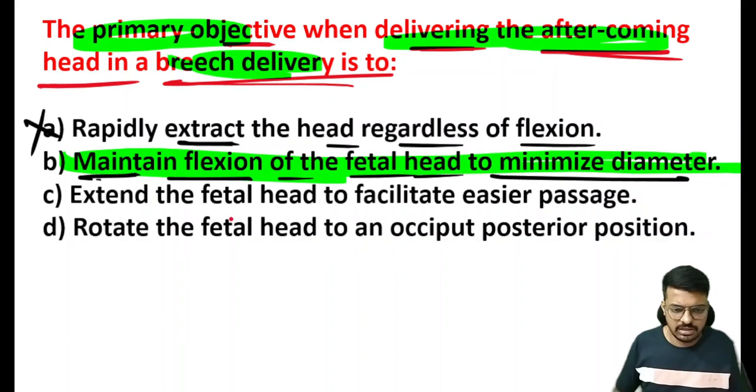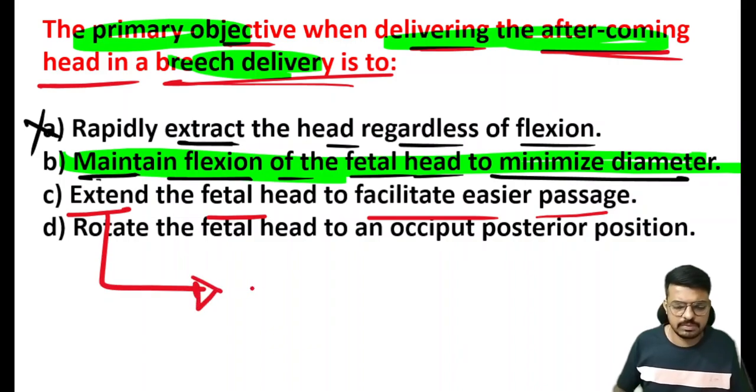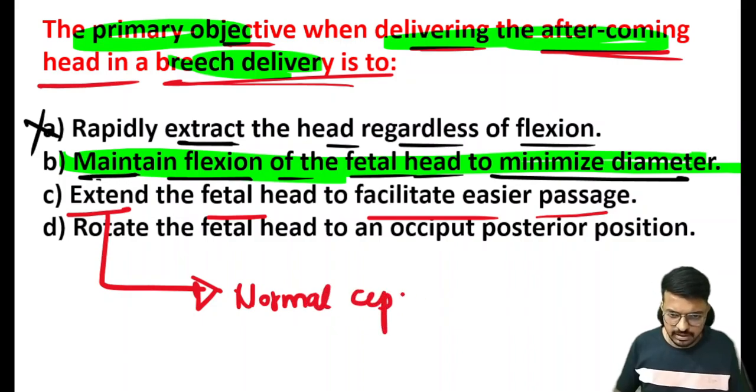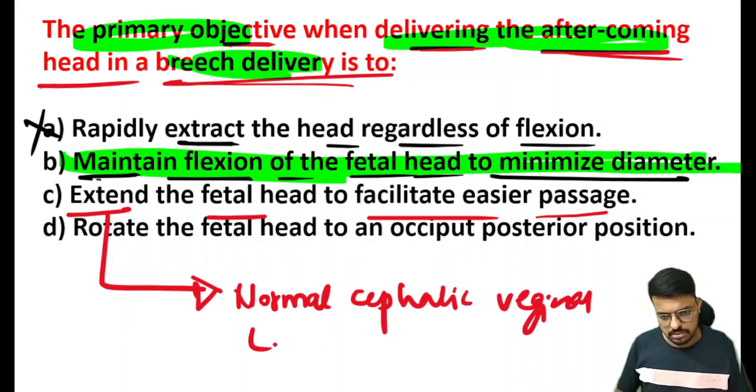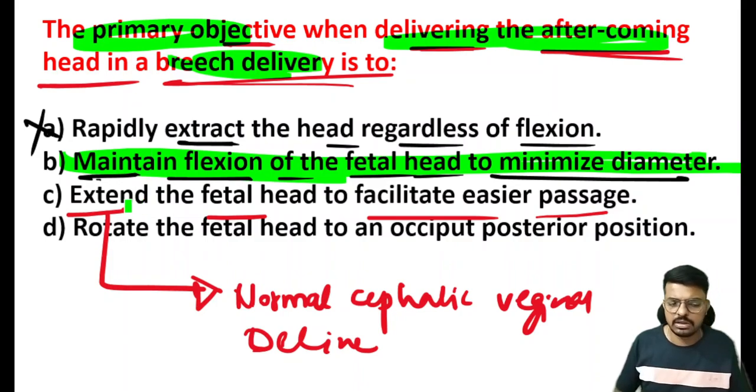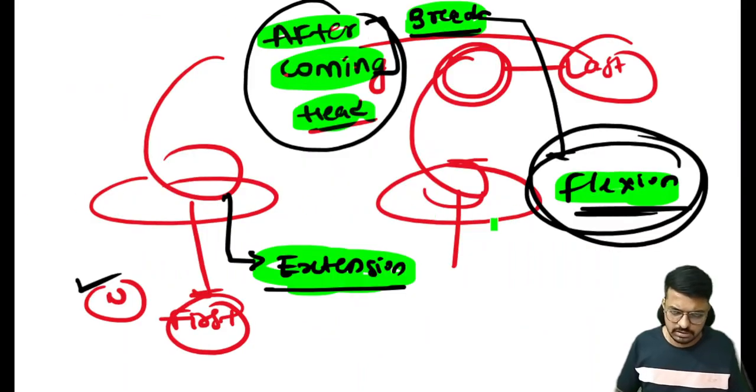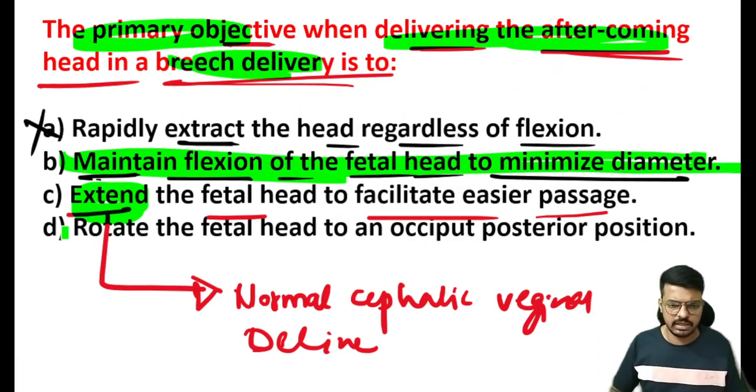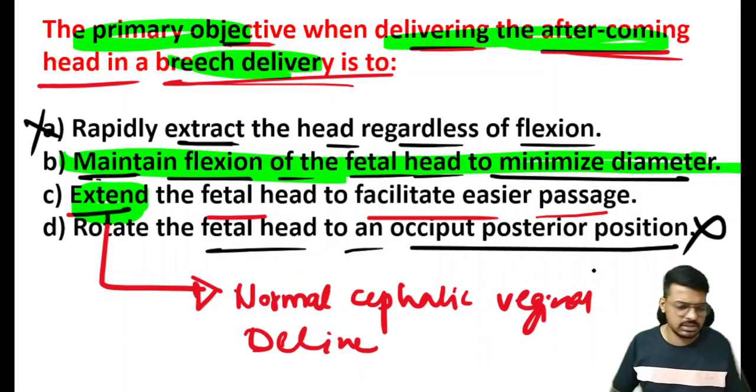Option C, extend the fetal head to facilitate the easy passage. That is done in the normal cephalic vaginal delivery. In the normal cephalic vaginal delivery, the head is delivered by the process of extension. As I told, in the breech, the after coming head is delivered by the process of flexion. Five times I have repeated it because it is important, right? So the question is clear. Option D, rotate the fetal head to the occipito posterior position. This is not our answer.